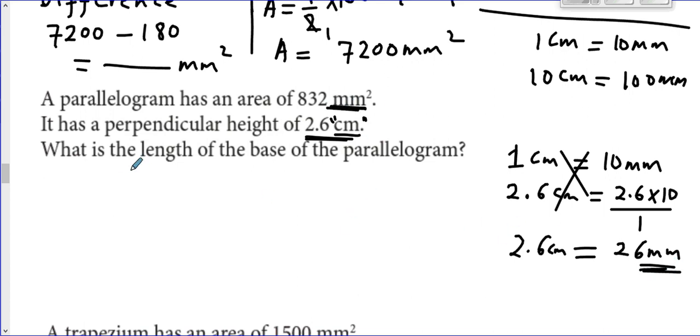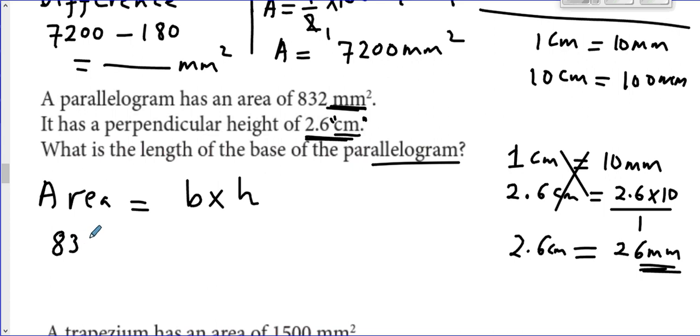So go ahead calculating the length of the base of a parallelogram. So a parallelogram has an area. So you are given the area. Area of a parallelogram is base times height. Now what is the area? The area is 832 equals to the base. Now what is the length of the base? The question is asking for the base. So I'm going to keep the b there for base, multiply with the h.